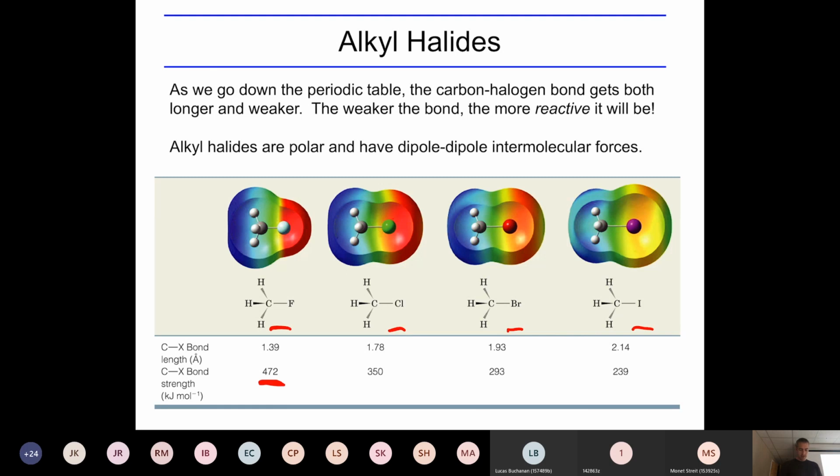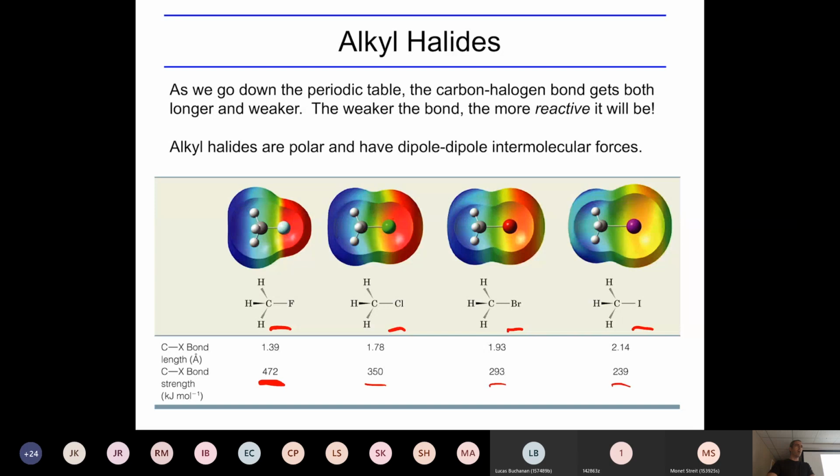Notice C-F is actually 472, dramatically higher than C-Cl, stronger than C-Br, and stronger than C-I. This is going to become extremely important later on because we're going to be reacting these things. If you want to do a reaction on something, is it better for it to have a strong bond or a weak bond? It's better to have a weak bond if you want the bond to break. So we'll be breaking these bonds, and you'll notice that carbon-iodine bonds will break way easier than carbon-fluorine, carbon-chlorine, and carbon-bromine bonds. Carbon-fluorine is extremely strong and extremely difficult to break.